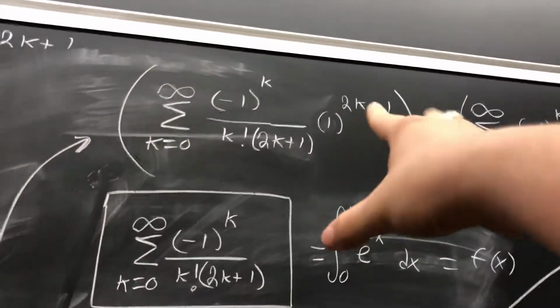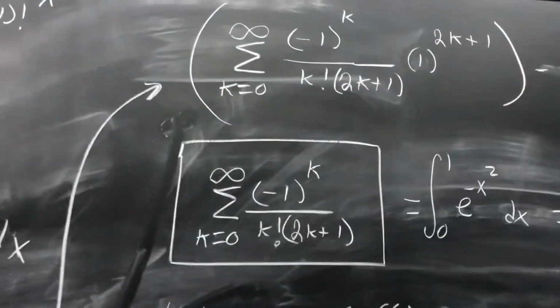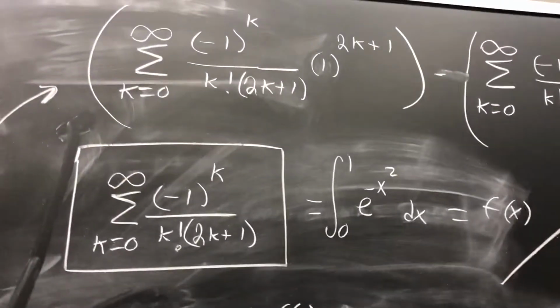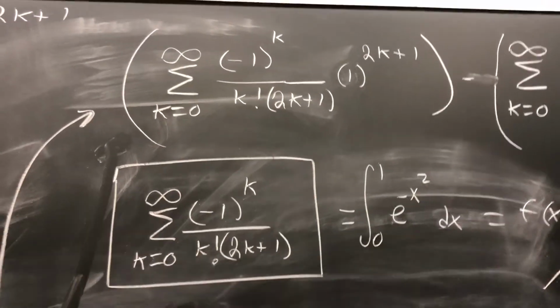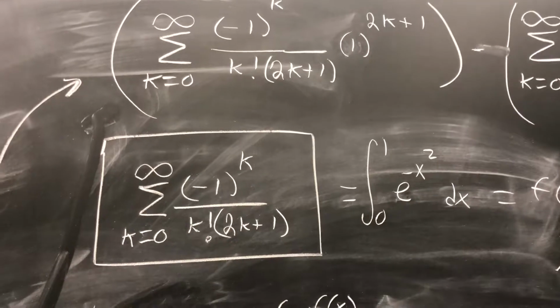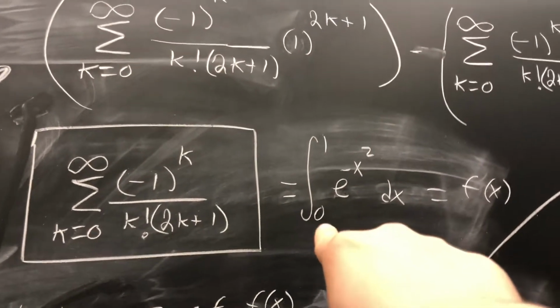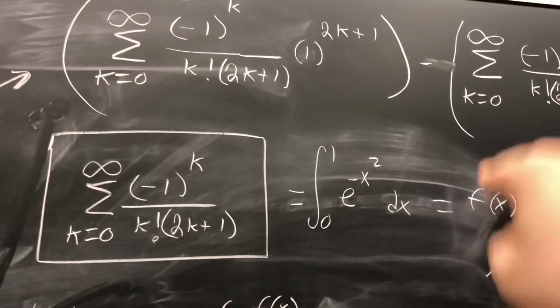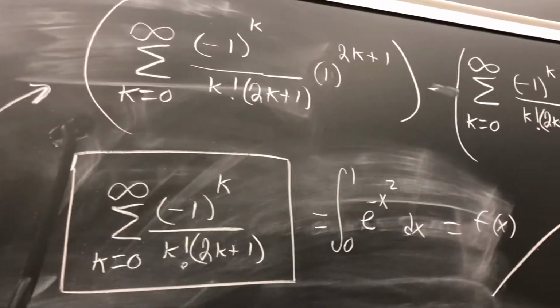So we can get rid of that 1, right? So that thing goes away, and we're left with that. And that's your answer, right? This is your answer right here. Negative 1 to the k over k factorial 2k plus 1 equals the integral of e to the negative x squared dx evaluated from 0 to 1, right? And that's your function, right? So that's how you solve an integral like this.